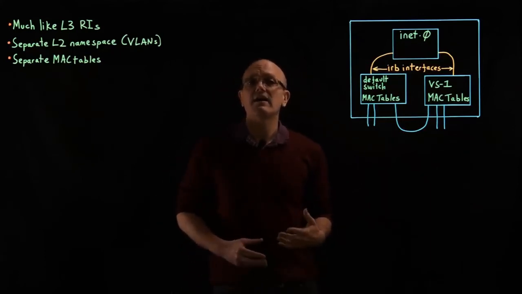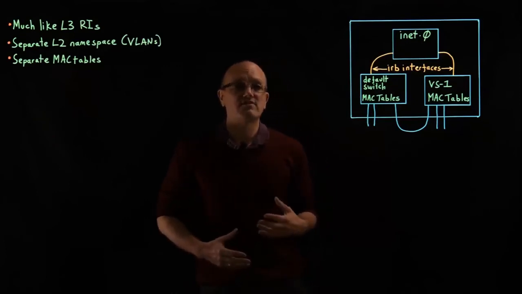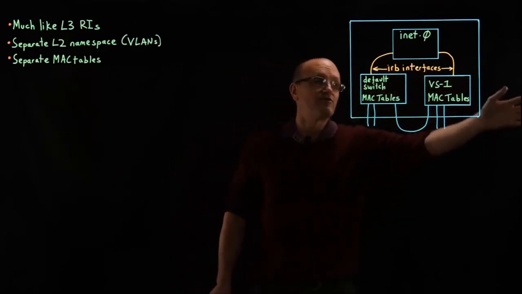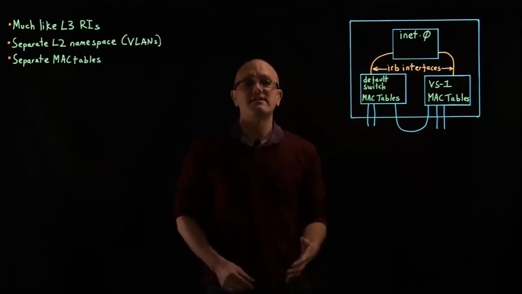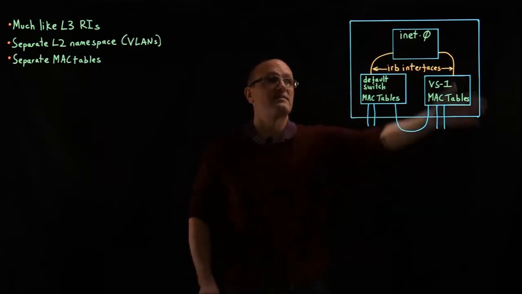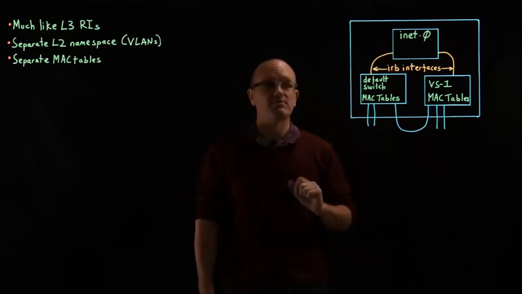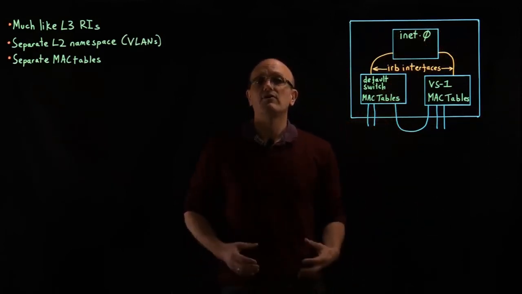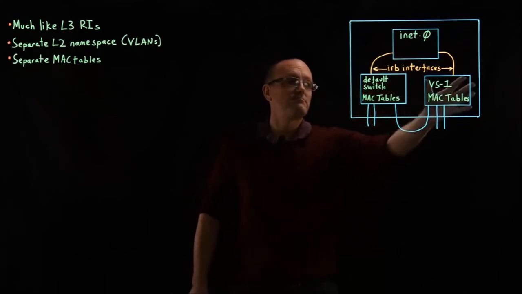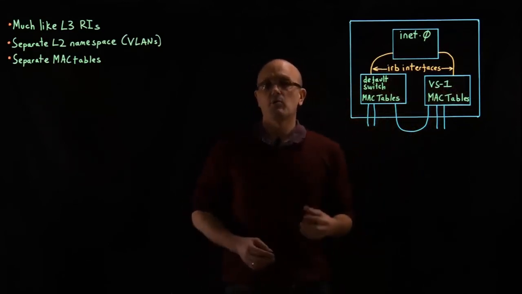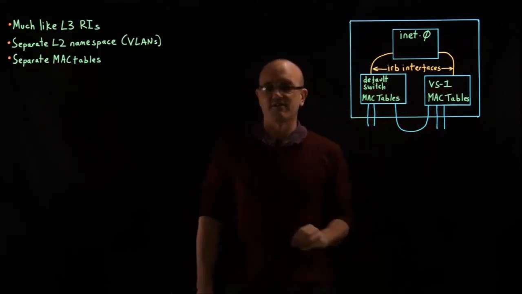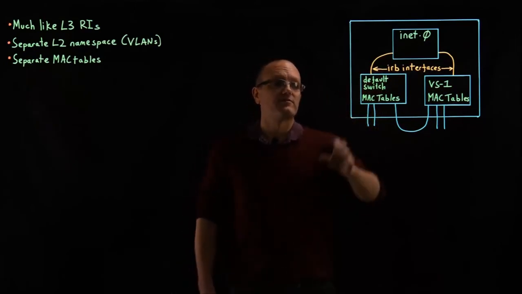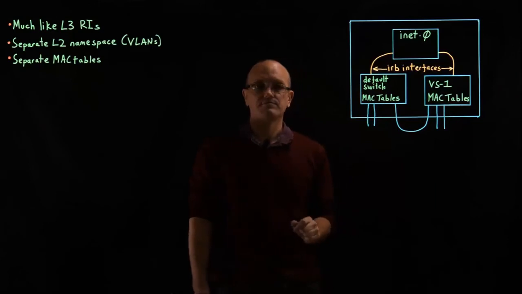And the IRB interface, whether it's for your main default switch instance or any virtual switch instance, by default gets placed in the main master routing table, the inet.0 routing table. So we have our separate MAC tables here with our switching instances. And you would of course associate interfaces with these tables.